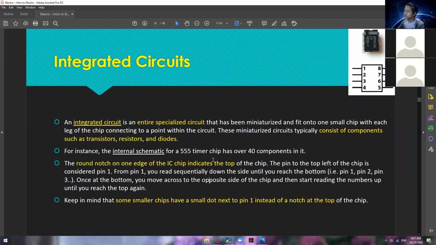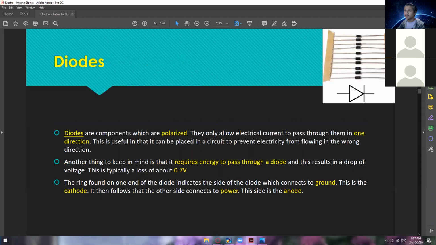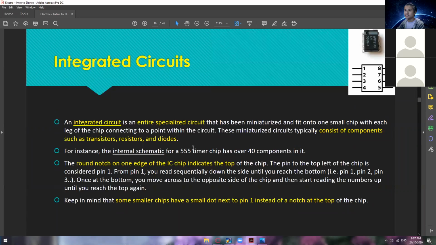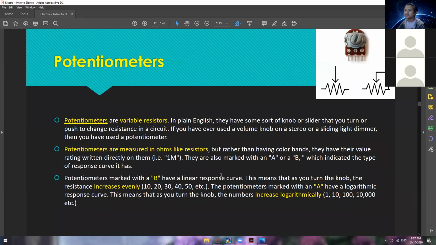Okay, any questions so far or clarification regarding transistors, diodes, and then IC? Okay, sure. Don't have any. You don't have any curious question. Anyway, if you can say so that you don't have a question, then all right, let's move on to the next one.